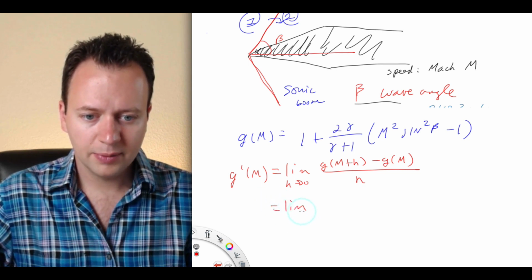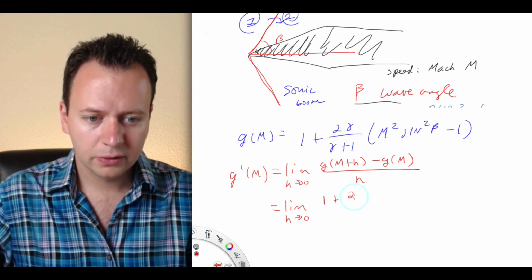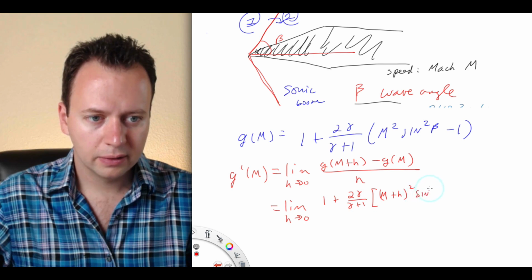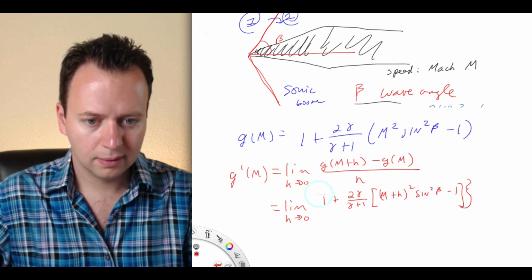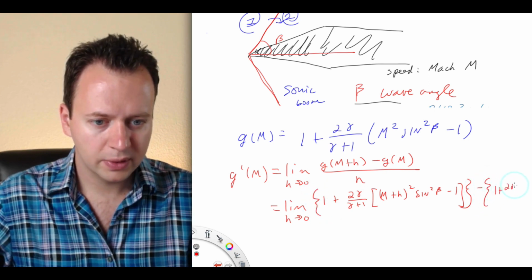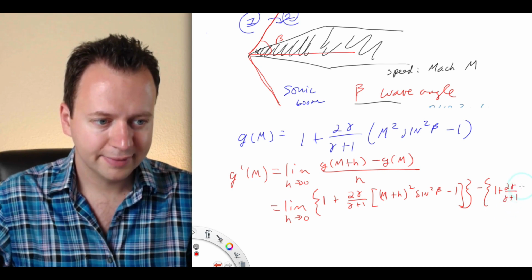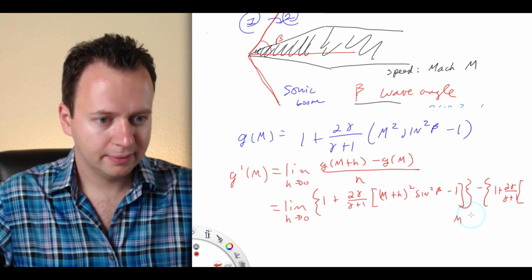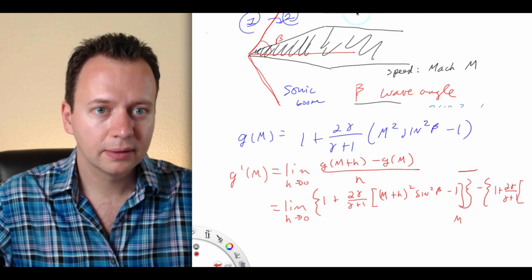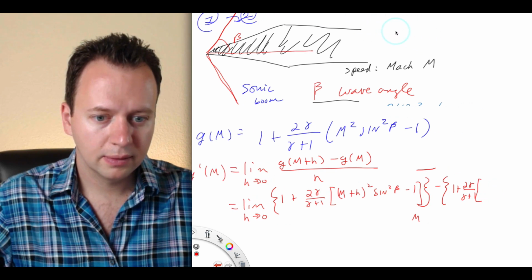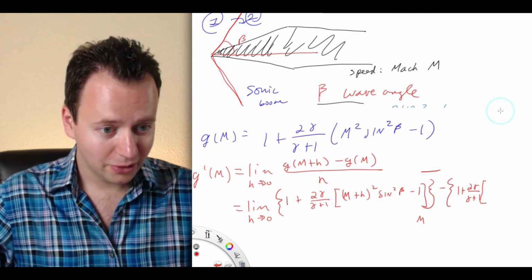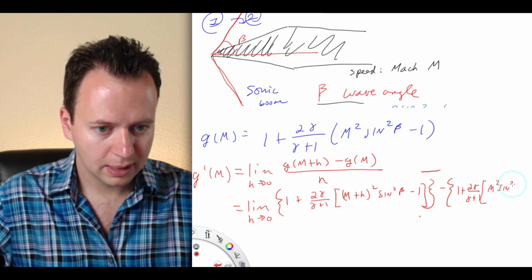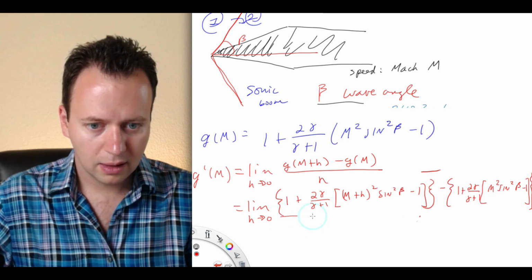So this is going to look like the following. Limit as h goes to 0 of 1 plus 2 gamma over gamma plus 1 times m plus h squared sine squared of beta minus 1, and then minus 1 plus 2 gamma over gamma plus 1 times m squared sine squared beta minus 1, and then all divided by h.